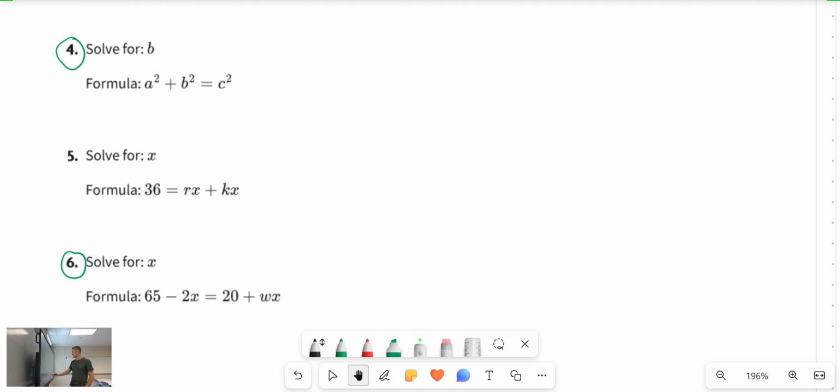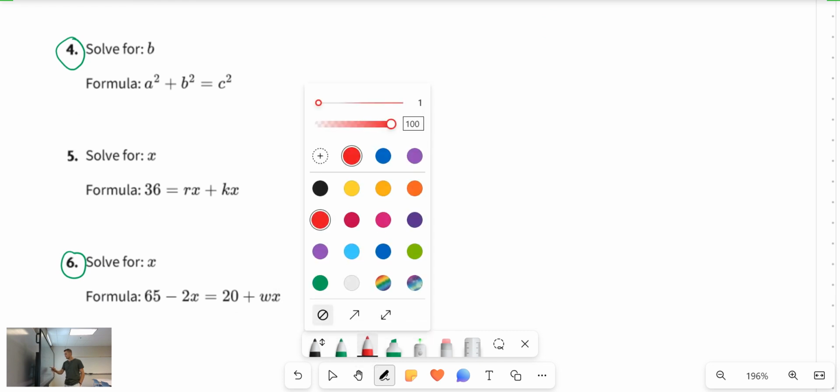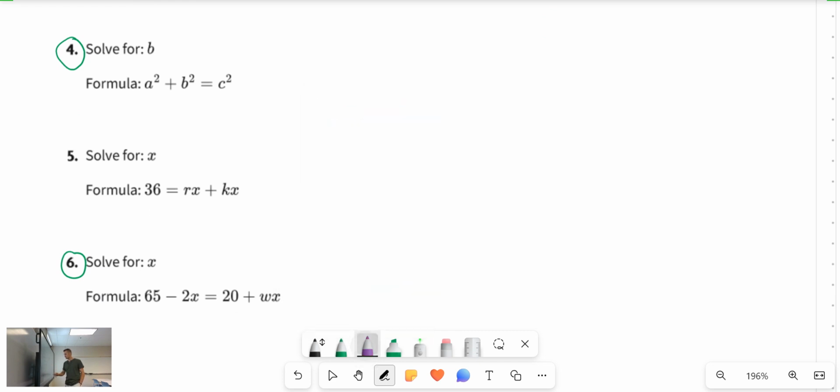Solve for b. Okay, this one's going to be a little bit trickier. We'll switch it to, let's go purple. All right, a squared plus b squared equals c squared. Do we know this one? Does this ring a bell? Maybe, maybe not. This is the Pythagorean theorem. A squared plus b squared equals c squared, where each of these is a side of a triangle, specifically a right triangle. So we're solving for b.